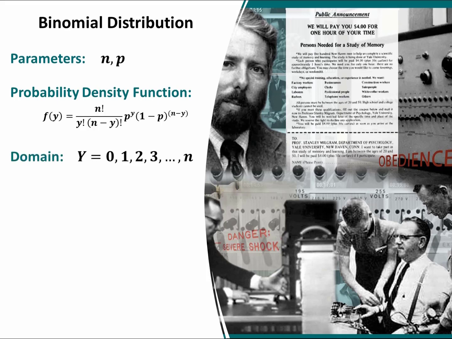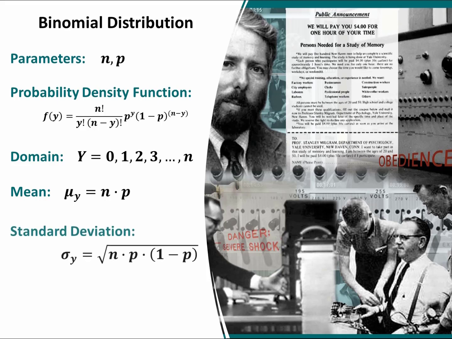The domain is the set of all possible values of the random variable. For a binomial random variable, the domain is y equals 0, 1, 2, 3, all the way up to n. It can be shown that the mean is mu sub y equals n times p, and the standard deviation can be shown to be sigma sub y equals the square root of n times p times 1 minus p. Often, we express a binomial random variable y using the following notation.